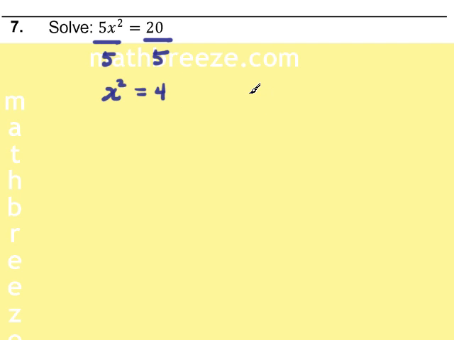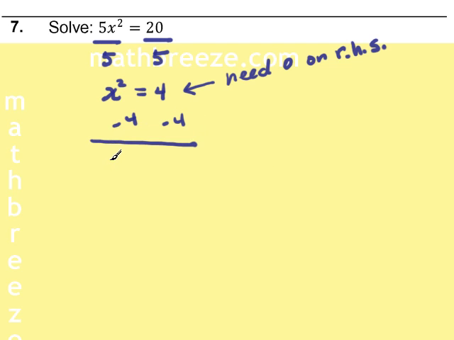All right, now we're up to step 1 really, which is put this in standard form. We need 0 on the right hand side. So just subtract 4 from both sides. So we have x squared minus 4 is equal to 0. And we know this is a difference of two squares, x squared minus 2 squared. So factor as a difference of two squares.